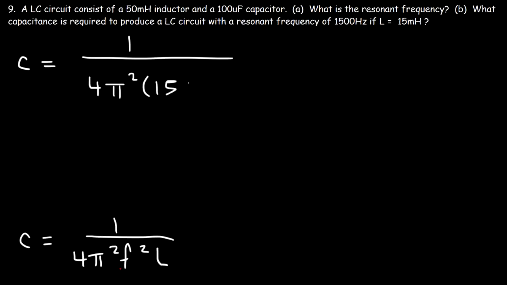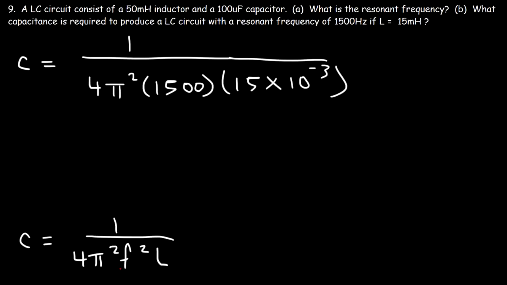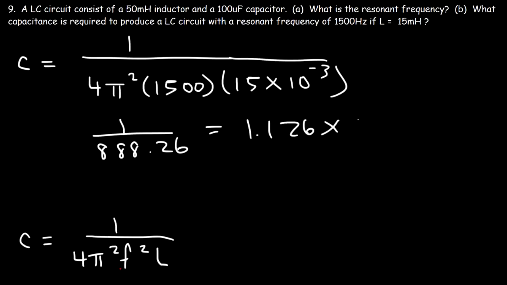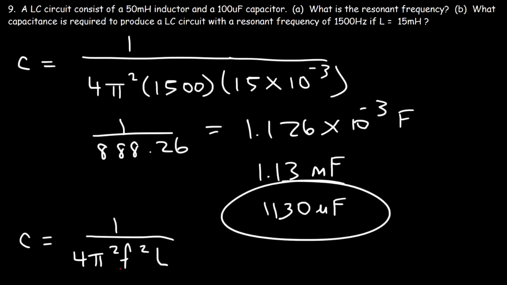So the frequency is 1500 Hertz, and L is 15 times 10 to the minus 3. So 15 times 10 to the minus 3 times 1500 times 4 pi squared is equal to 888.26. So 1 divided by that result will give us a capacitance of 1.126 times 10 to the minus 3 farads. 10 to the minus 3 is the same as milli, so this is about 1.13 millifarads. Or if you want it in microfarads, multiply by 1,000. That's 1130 microfarads. So that's the capacitance required to produce an LC circuit with this resonant frequency.